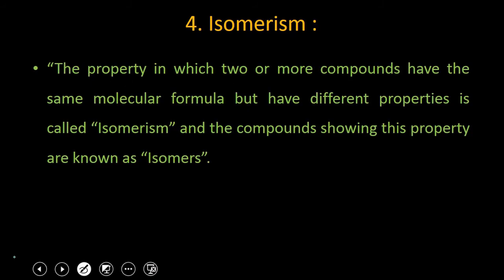Students, now I will discuss the fourth reason for the versatile nature of carbon. The fourth reason is isomerism. Isomerism is the property in which 2 or more compounds have the same molecular formula but different properties. This property is called isomerism, and the compounds which show this property are called isomers.